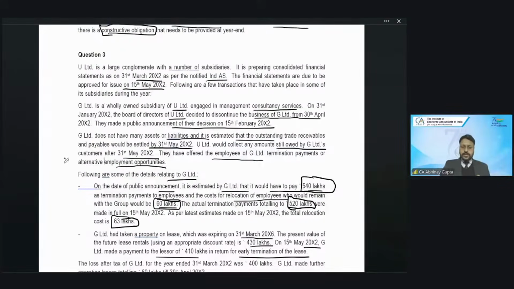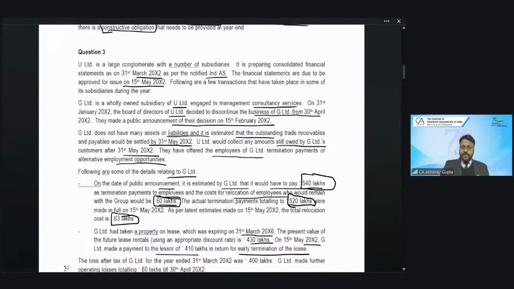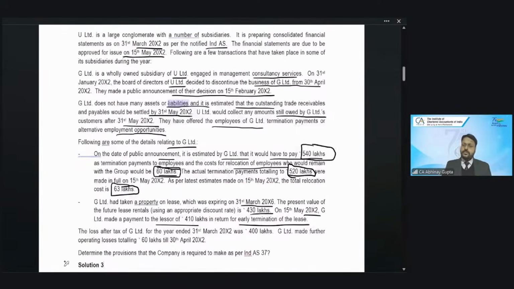The loss after tax for G Limited for the year ended 31st March 2002 is 400 lakhs. G Limited made further operating losses totaling rupees 60 lakhs till April 30. So 60 lakhs is the further loss incurred by G Limited, which is an operating loss, and 400 lakhs loss is for the year ended 31st March 2002. Determine the provision that the company is required to make under Ind AS 37.